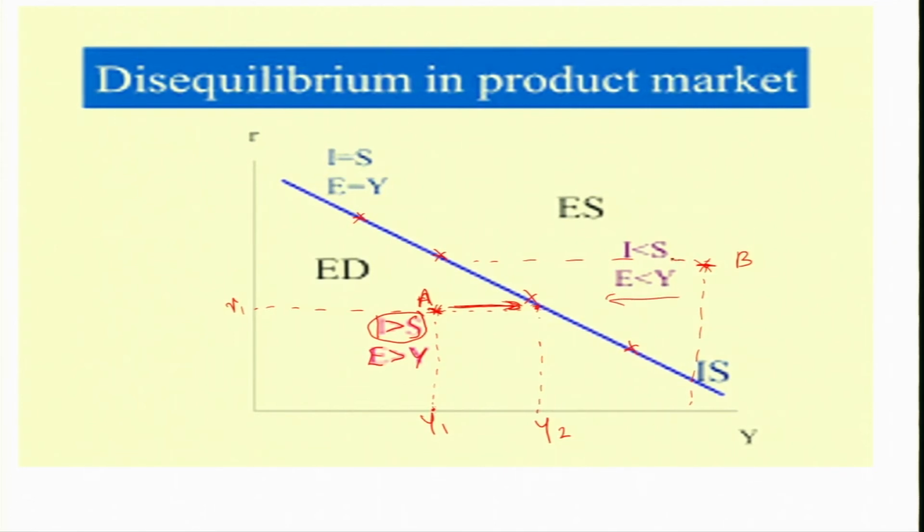Here there is more saving. At any position above this IS curve, saving is greater than investment. As a result, either the rate of interest will decrease or income will decrease. So there will be a pressure like this.